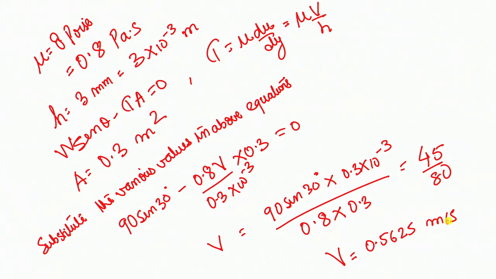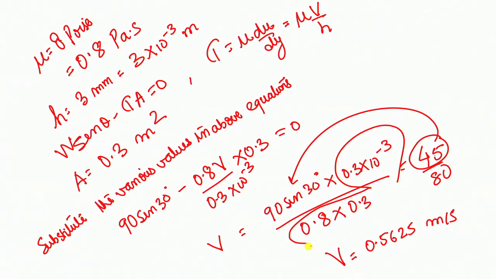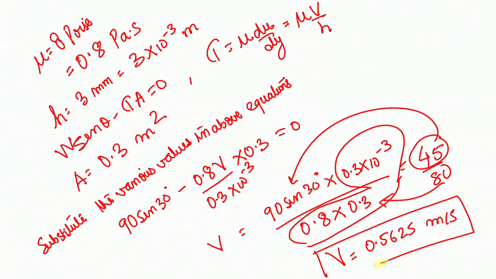We can verify this calculation: 90 sin 30 will be 45, and if you do 0.8 into 0.3 and divide by 0.3 into 10 to the power minus 3, this will give you the value of 80. So how has this been done? This 45 comes from here, and using these two, this comes here. I know you can get confused, that's why I am trying to point it out. So this gives us the terminal velocity 0.5625 meters per second. Great.